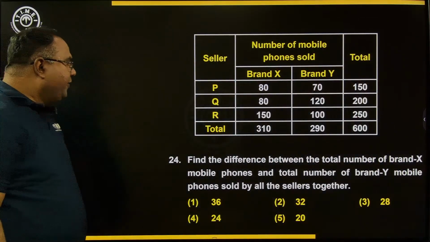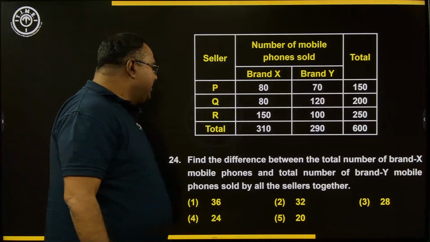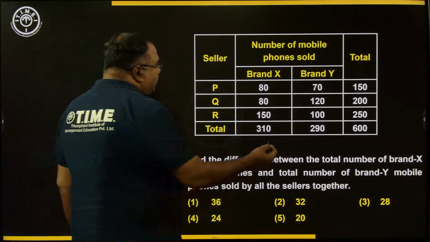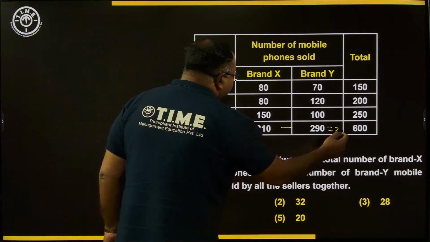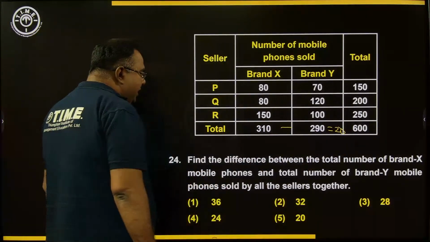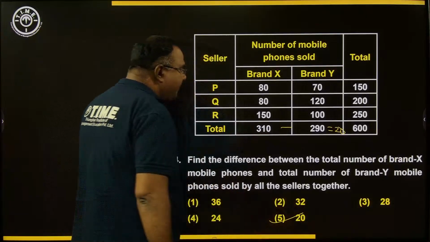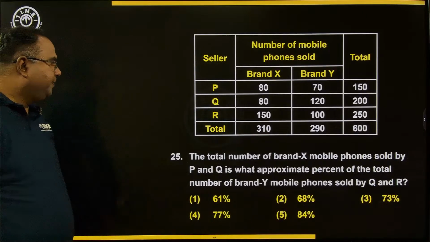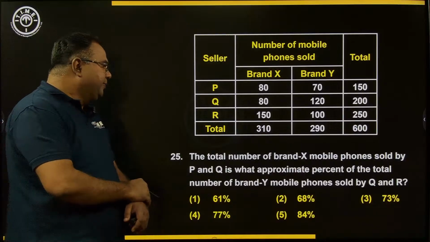Correct answer. Difference between total number of brand X mobiles and total number of brand Y mobiles sold by all the sellers. You can add this. So 310 minus 290, this difference is 20. Right? Clearly 20 is present in choice 5. So last question of today's session. Try this one, 25.